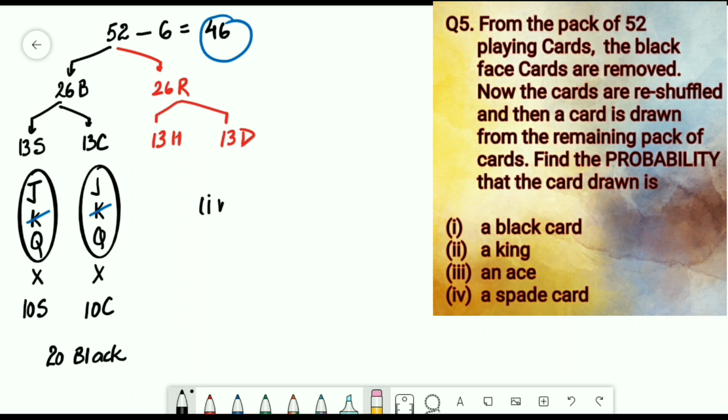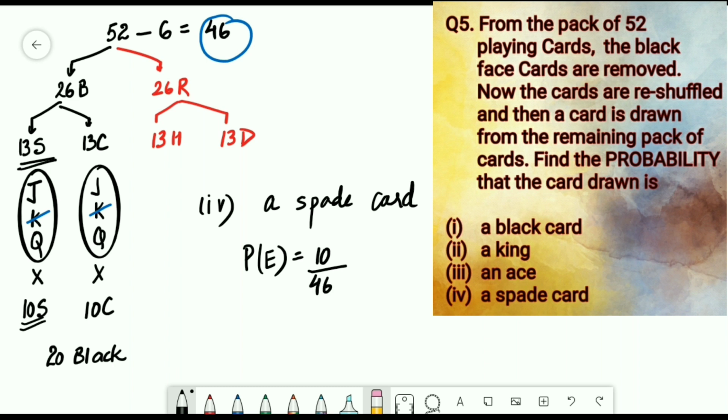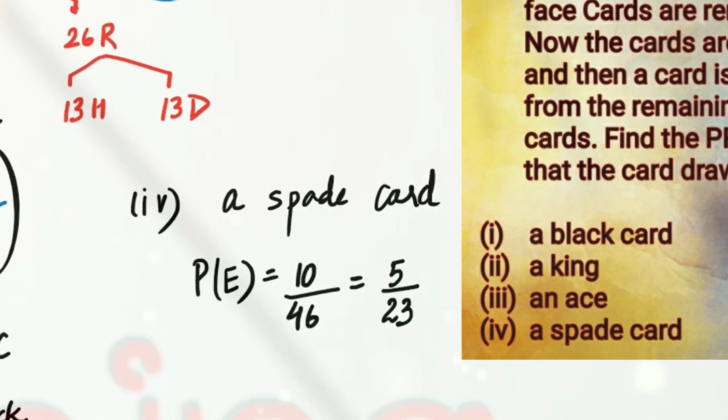Now the fourth part is a spade card. Usually we have 13 cards of spade, but we have removed these 3 cards, so now we have only 10 cards of spades. So probability in this case is equal to 10 divided by 46. After simplification, you will get 5 divided by 23.